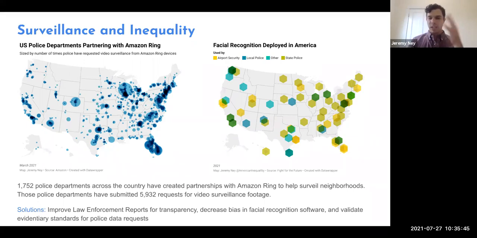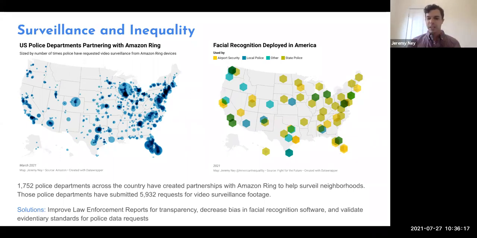The circles are sized based on the number of requests that police have issued to Amazon Ring for data. As you can see, Chicago is absolutely exploding with police Ring partnerships as well as requests in the last year. It's the number one region in America. They've also added 300,000 cameras to the streets alone, just through public projects. So there's a lot of surveillance going on there, particularly in Chicago's South Side.